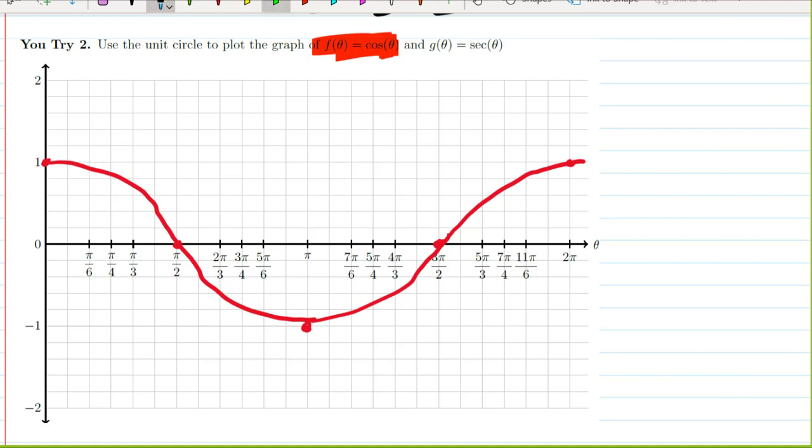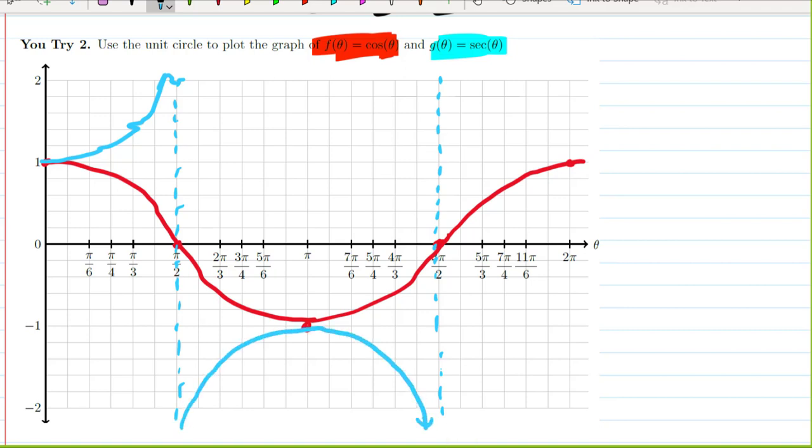For our secant this time, similar to what we had in the previous example, we know it's going to have a vertical asymptote anytime cosine is 0. Well, cosine is equal to 0 at the odd pi over 2 multiples, so here and here. So our secant is going to be the reciprocal function, so it's going to look something like this as we start graphing it.